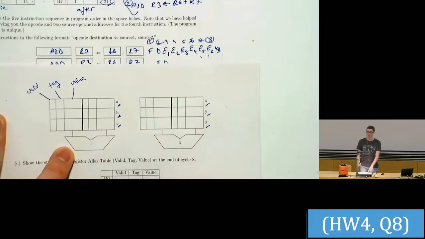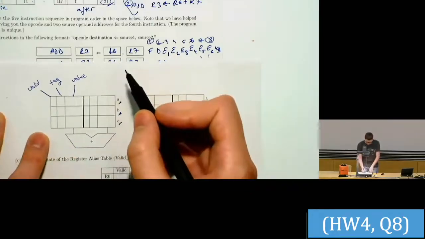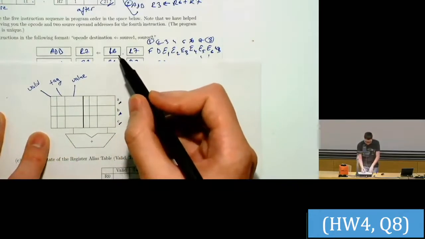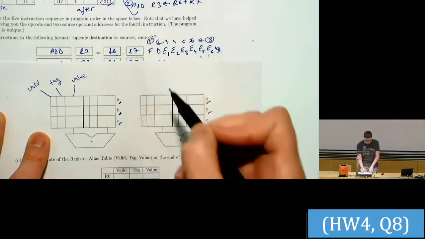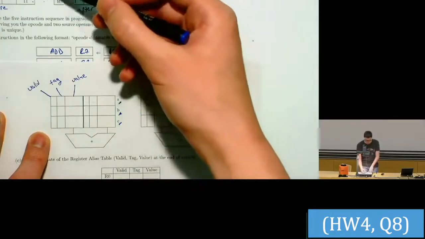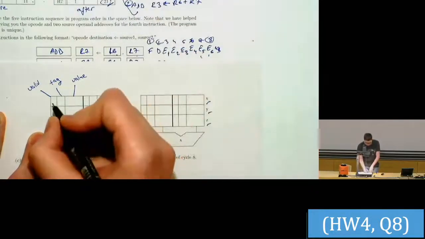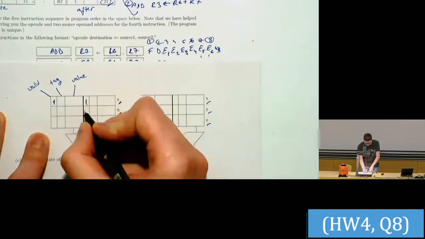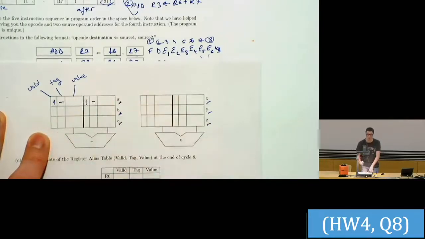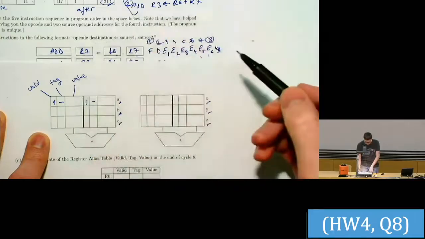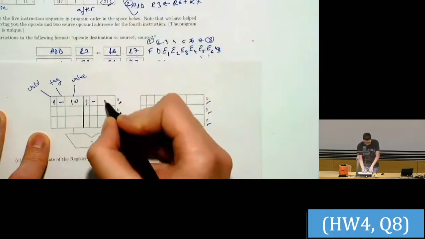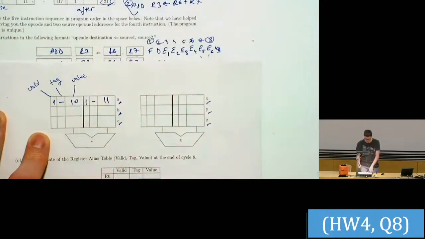Okay, so for the first instruction, we have the up-to-date versions of R6 and R7 in the register file, right? So for those two source operands, the valid bit is 1. We don't have any tag because we are not waiting for the result to come from another reservation station entry, and we have the values. We can just look up from the register file, 10 and 11. So 10 for R6, 11 for R7.